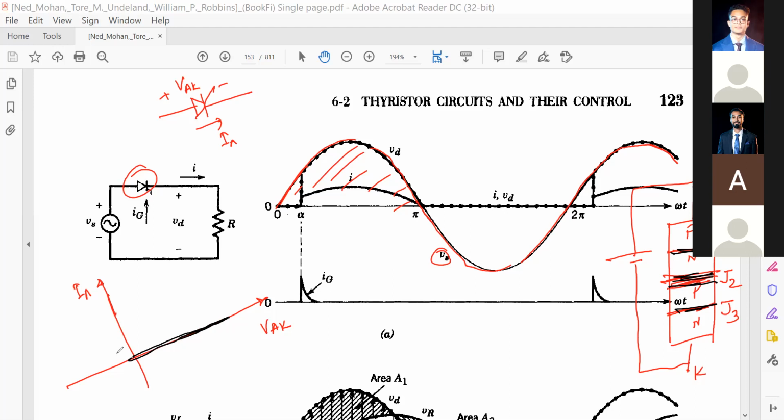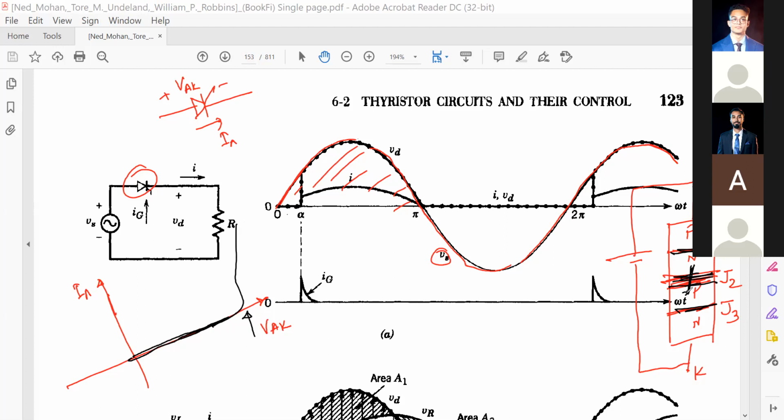Why? Because J2 is reverse biased. Yes, J2 is reverse biased. But if we increase the voltage more and more, eventually there will be a breakdown, and that breakdown is known as the avalanche breakdown or the Zener breakdown.